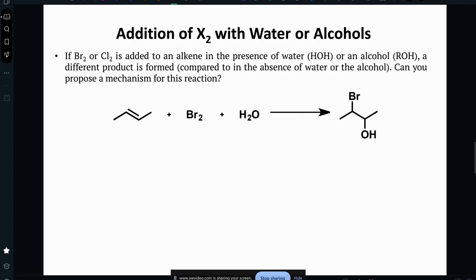Now that you've seen reaction of a halogen by itself with an alkene, I want you to consider what happens if we add a halogen, but we use a solvent that can be a nucleophile. So in this case, I'm adding Br2 to my alkene, but I'm using water here as my solvent.